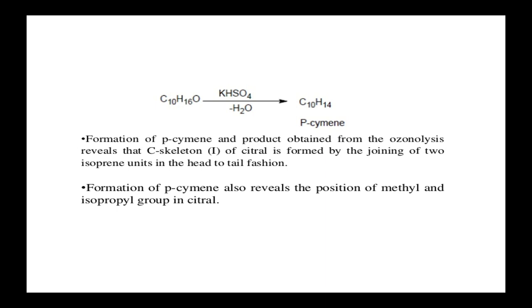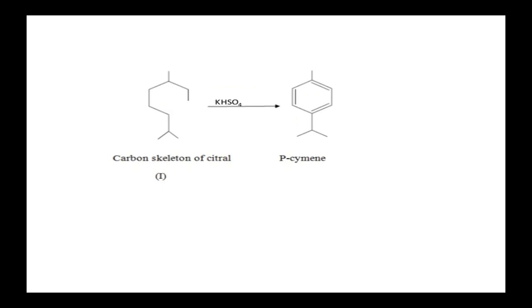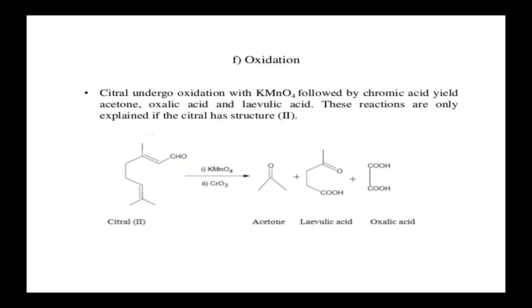The formation of p-cymene also reveals the position of the methyl and isopropyl groups in citral. So this is the carbon skeleton of citral. It gives p-cymene. This is structure 1. Next, oxidation. Citral undergoes oxidation with KMnO4 followed by chromic acid to yield acetone, oxalic acid and levulinic acid. These reactions are only explained if citral has structure 2. So from the reactions we have structure 1 and structure 2.